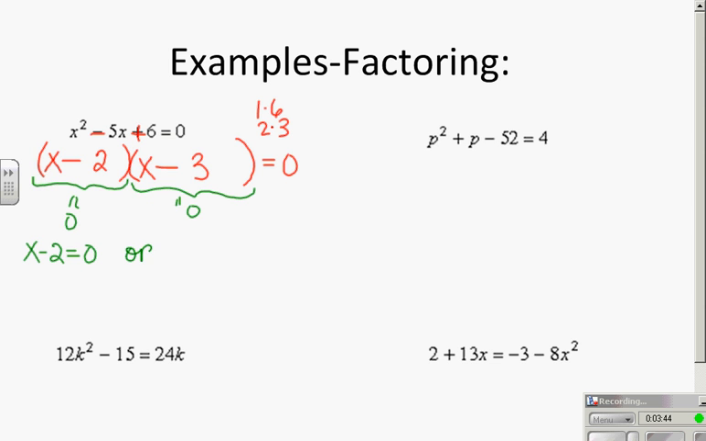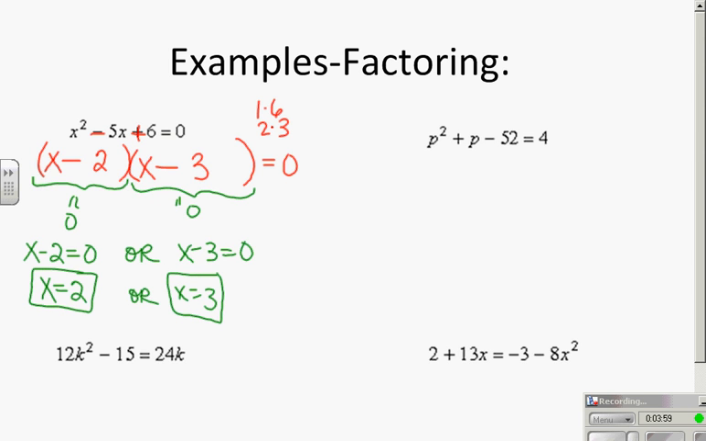And so that lets us write x minus 2 equals 0. That's my first mini problem. Or x minus 3 equals 0. Both very simple to solve. X equals 2 or x equals 3. And if you put those 2 values back into the original, they will both make your problem equal 0. That's factoring. That's how simple it is.